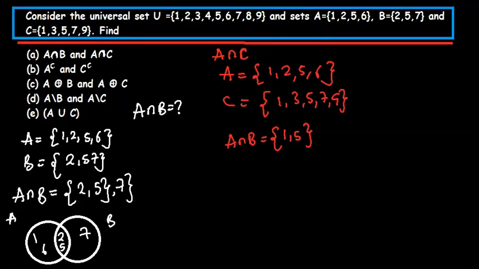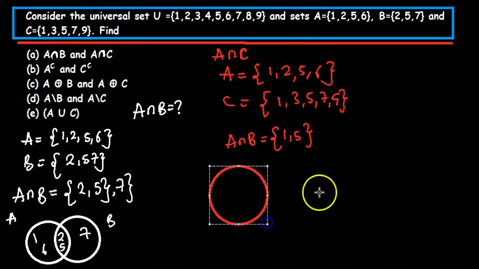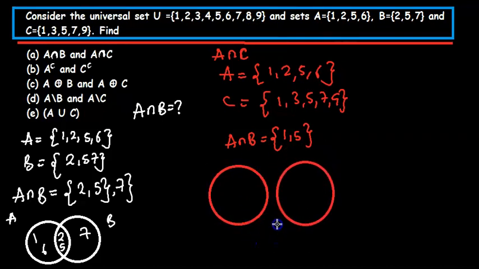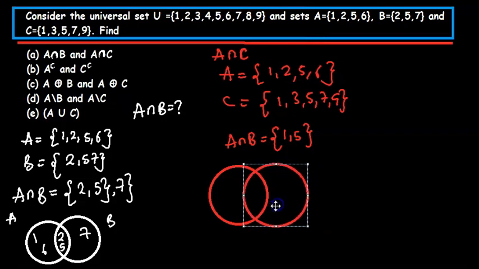In this case, we can also represent it using a diagram. We can say this is set A and this is set C. Let's arrange our elements. The common elements are what? 1 and 5. If we remove 1 and 5 from C, you are going to be left with 3, 7 and 9. What if you remove 1 and 5 from set A? You are going to be left with 2 and 6. So, this is it for this problem.